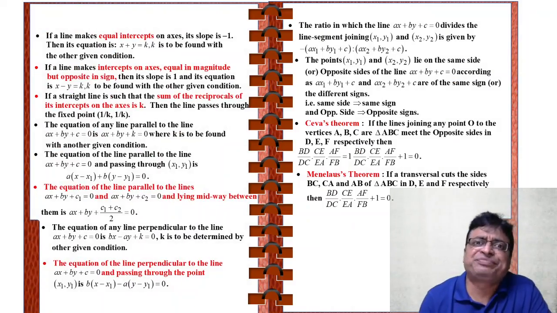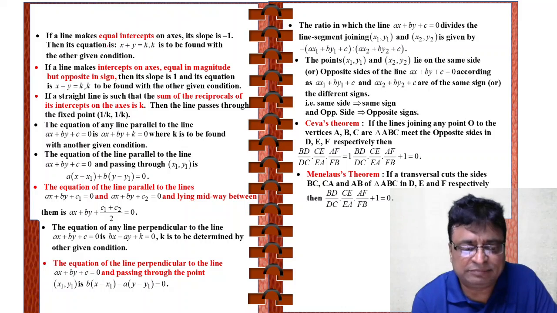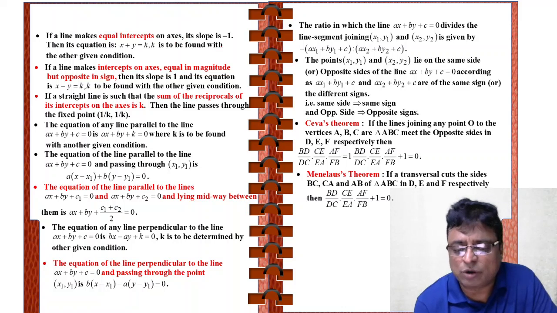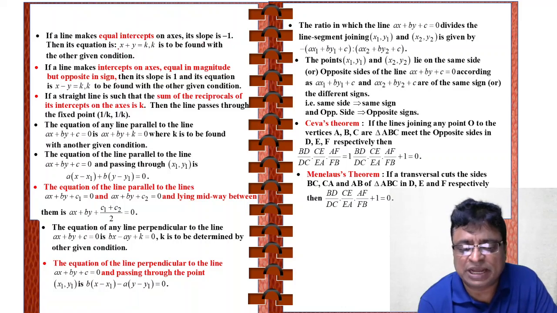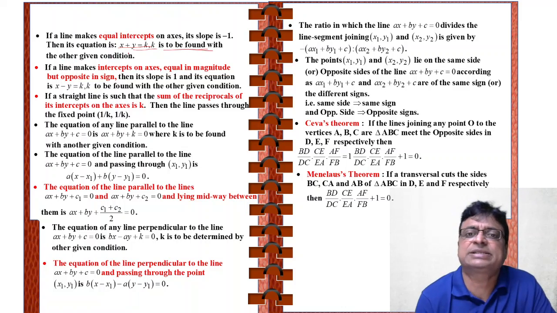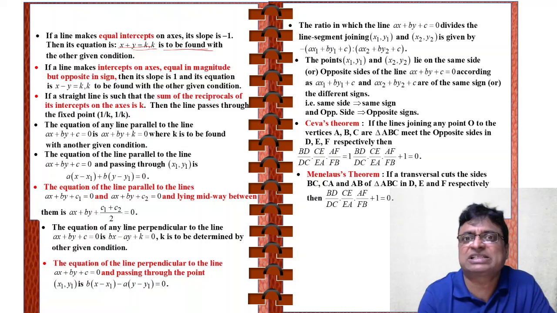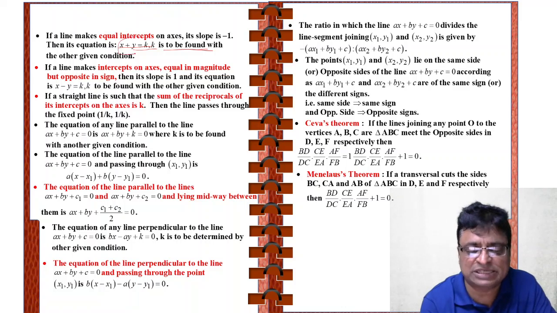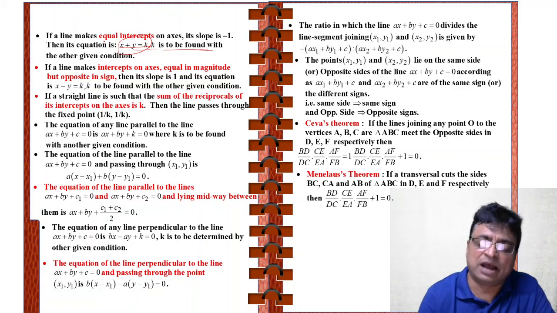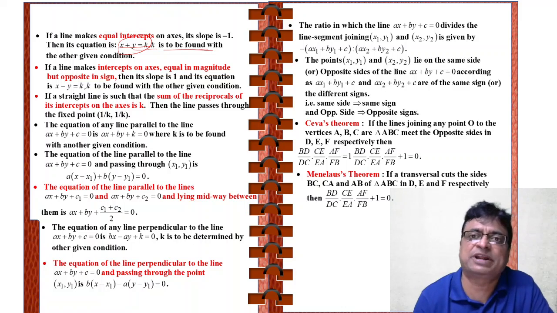Now coming to the equation of the line which makes equal intercepts with the axes, so the slope is minus 1. Then the equation of the line is x plus y equal to k, where k we will find with other conditions. So whenever they give the equation of a line passing through some point and having equal intercepts, or product of the slopes equal to minus 1, in that case you can consider the line equation like this, and after substituting the point you can get k, and you will get the line's equation directly.